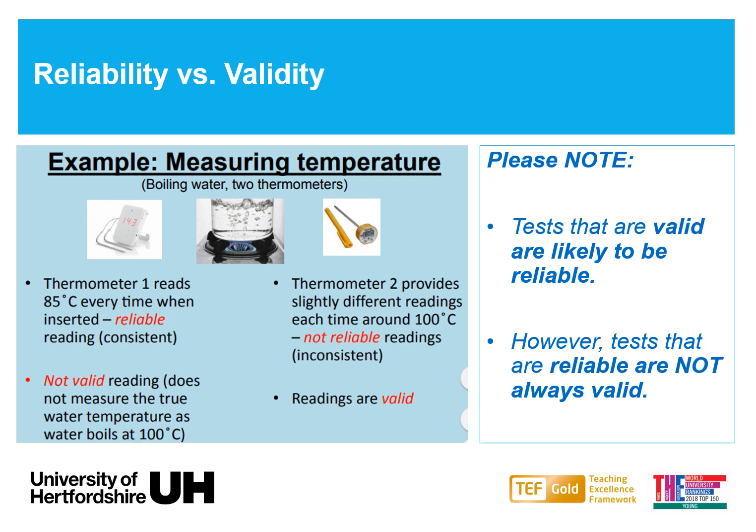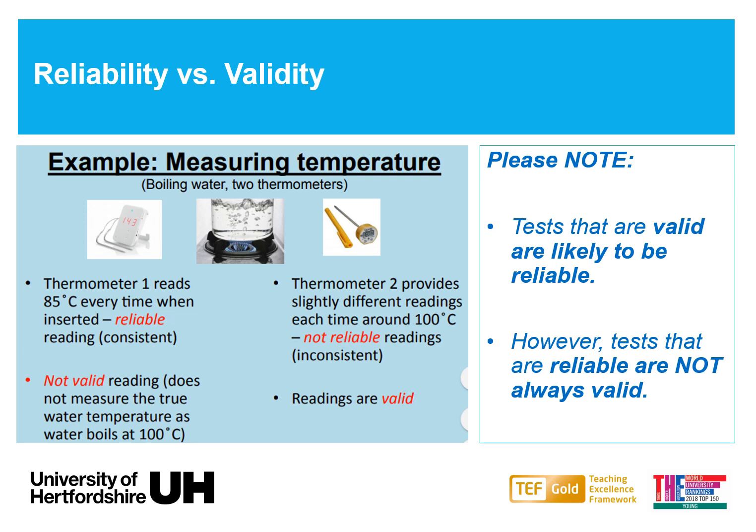So let me use this example for you to understand reliability and validity. The example is measuring the temperature of boiling water using 2 different thermometers. The first thermometer, you put it in the boiling water, and every time it gives you the same reading, 85 degrees. No matter when you put it in, as long as you use the same thermometer in the same boiling water, it gives you 85 degrees every time.